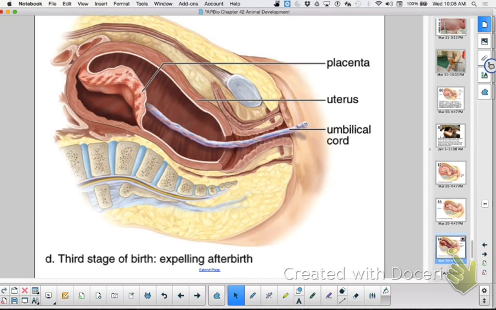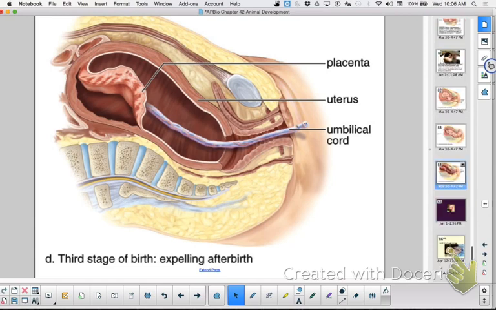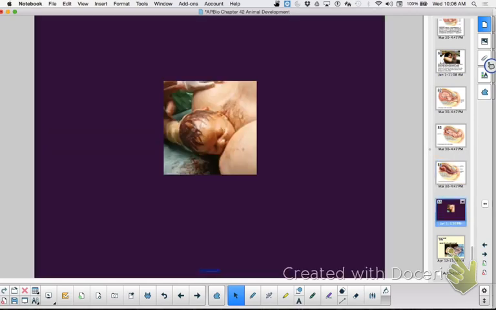All right. Remember, I am not here Friday, and you're going to be reviewing. Here you go. This is a baby coming out. I just didn't want to leave without you getting that picture.